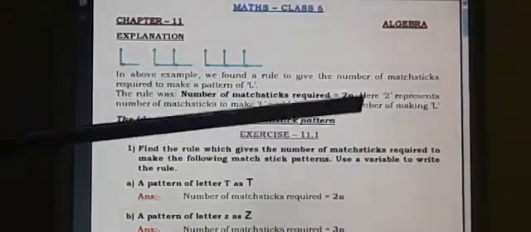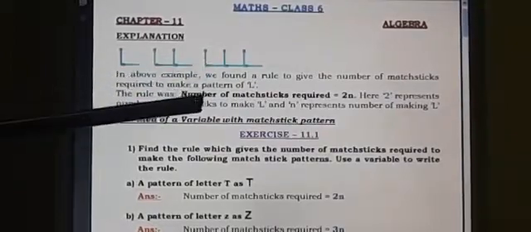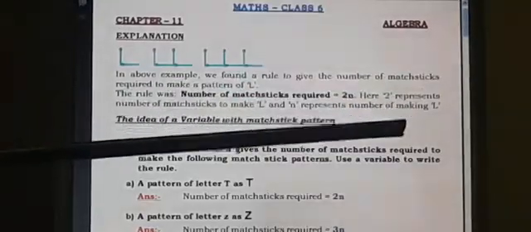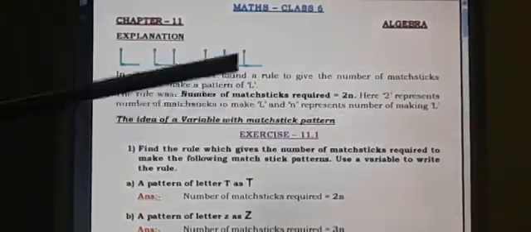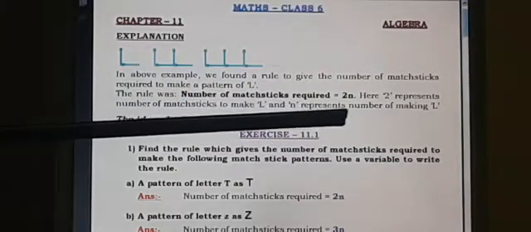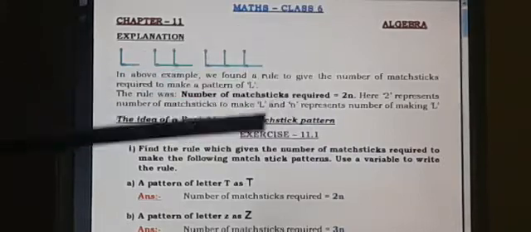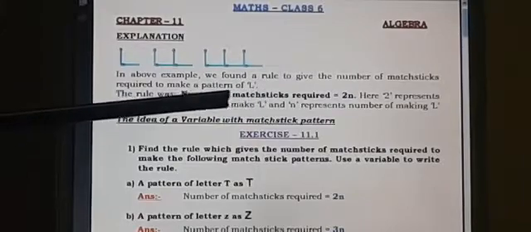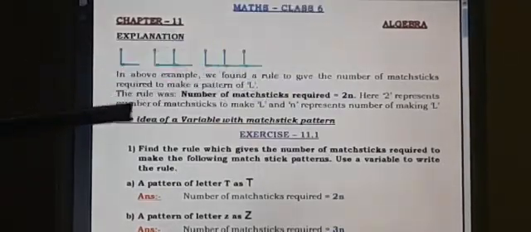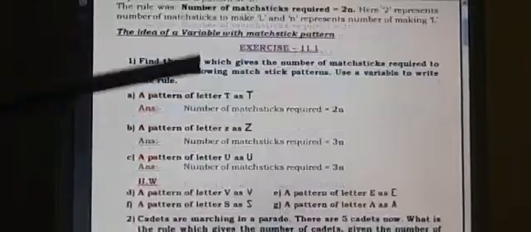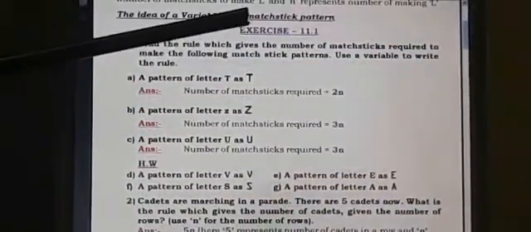Here I have written 2 represents the number of matchsticks to make an L, and n represents the number of L's made. How many L's we are going to make, we don't know. That we can mention with any alphabet, not only n: a, x, y, any alphabet we can mention. So this is the algebra explanation. With that we can write answers in the exercise questions. This is the idea of a variable with a matchstick pattern.